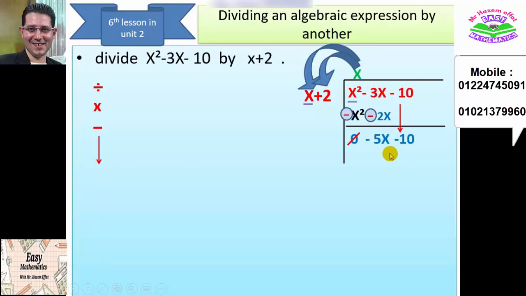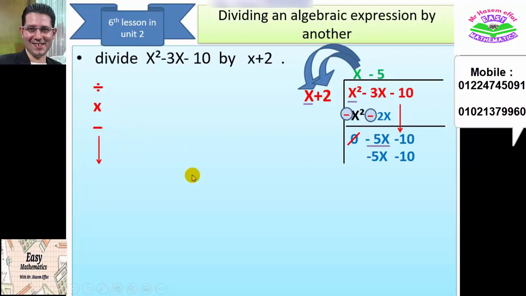Now we start again to divide the first by the first. We divide negative 5x by the same algebraic term x. Negative 5x divided by x equals negative 5. We write the answer here. And again we use the second step. We multiply negative 5 by both of them. Negative 5 by x equals negative 5x, and negative 5 by 2 is negative 10.